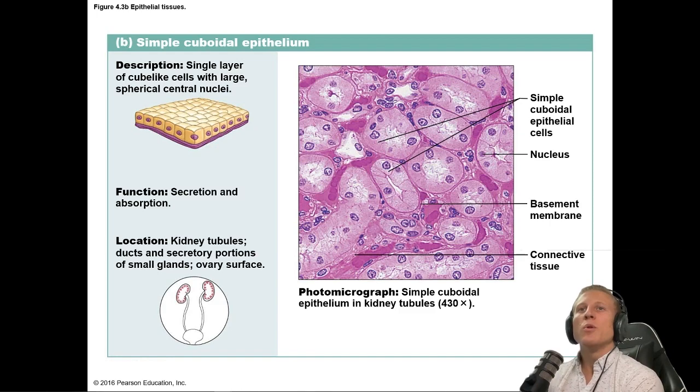Next, we have simple cuboidal epithelium, right? So these are the filtration units inside of the kidney. This is a much more zoomed in version from what we saw on the prior slide. Here, we can definitely see the delineation of these roughly symmetrical cells with relatively round nuclei. That should be a dead giveaway as to what you're looking at.